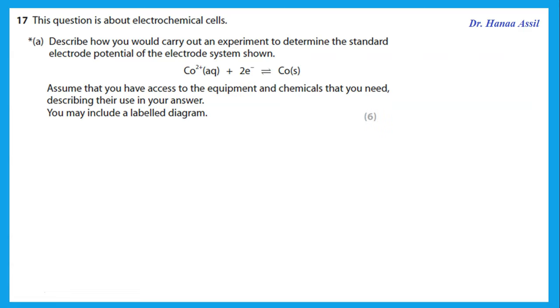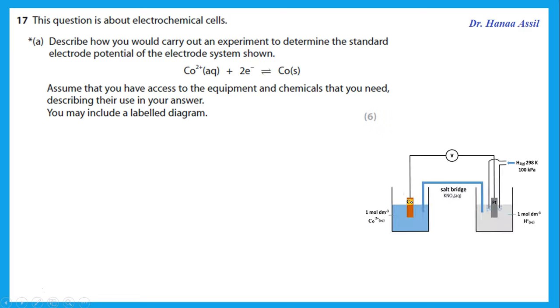This question is about electrochemical cells, and the first thing is, describe how you would carry out an experiment to determine the standard electrode potential of a cobalt 2 plus half cell. Now, how do we determine the standard electrode potential of any cell? You should remember that we relate it to a hydrogen half cell, the standard hydrogen electrode. So what you're trying to describe is, how do you set this up and what do you do to get the standard electrode potential of cobalt?